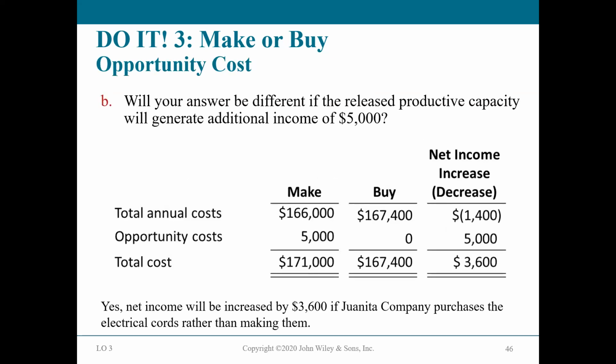Now, what if the released productive capacity would generate an additional income of $5,000? That becomes an opportunity cost of the make situation. So therefore, the net income increase, including the released productive capacity, would be an income of $3,600. So now in this situation, they should purchase those electrical cords.